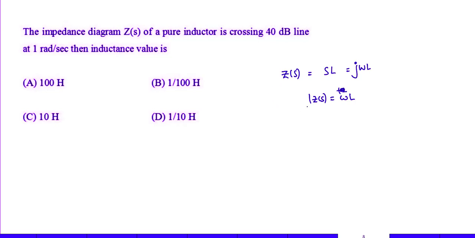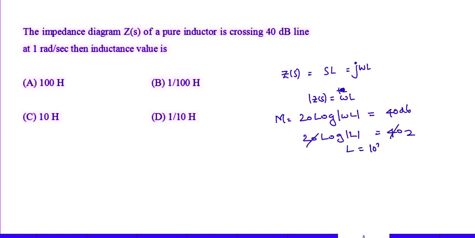Apply magnitude in dB: magnitude equals 20 log of magnitude omega L. The magnitude is given as 40 dB. So at omega equal to 1 radian per second, 20 log L equals 40. So log L equals 2, L equals 10 square, that is 100. This is a different problem: the impedance diagram of a pure inductor crosses the 40 dB line. They have not given the plot, so directly substitute 20 log magnitude equal to 40 dB and you get the inductance value.